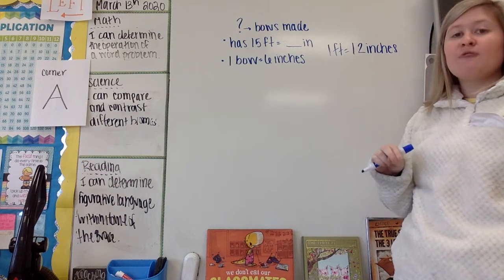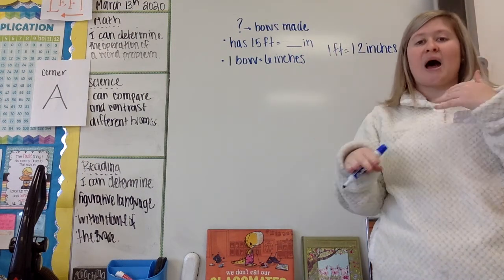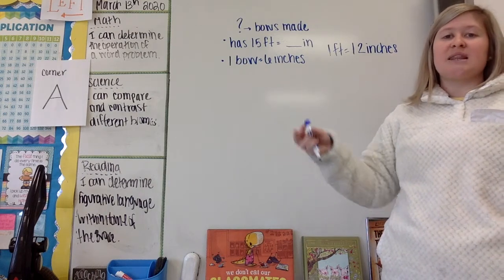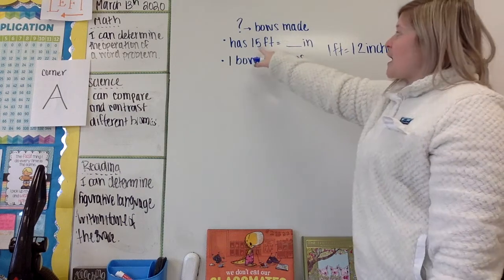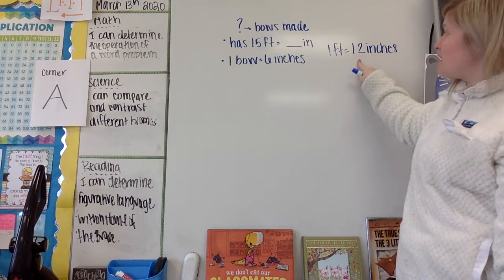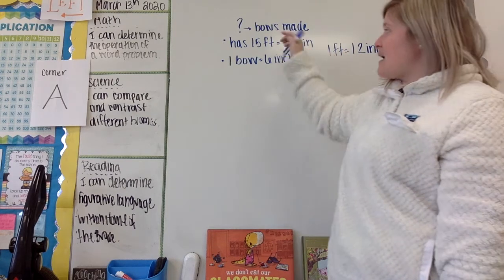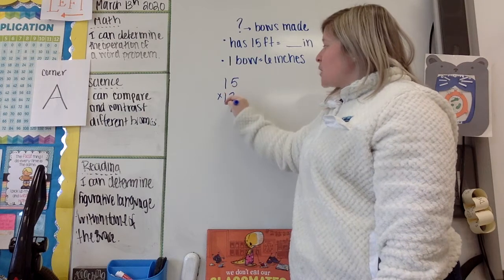So if I'm going from a larger unit to a smaller unit, that means you're going to multiply. Something we do to kind of help us understand that is large unit to small unit, multiply. So your arms would cross. So I have 15 feet. I'm going to multiply that by 12 because there's 12 inches in 1 foot and I have 15. So now off to the side we have 15 times 12.